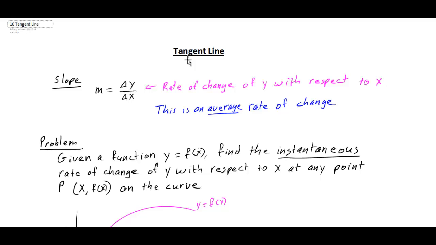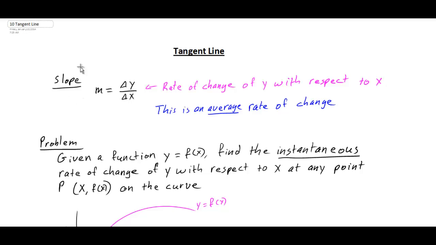All right, this video today talks about the tangent line problem, and this is going to be one of the main topics we're going to cover in calculus. So you really need to make sure that you understand this concept because this is going to be applied throughout the rest of the semester.